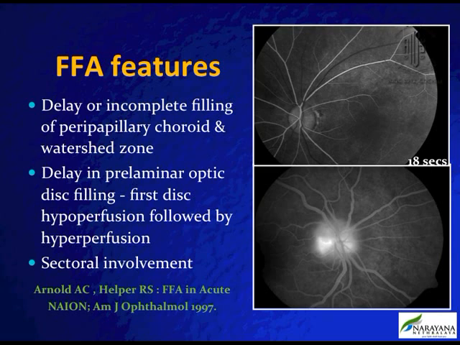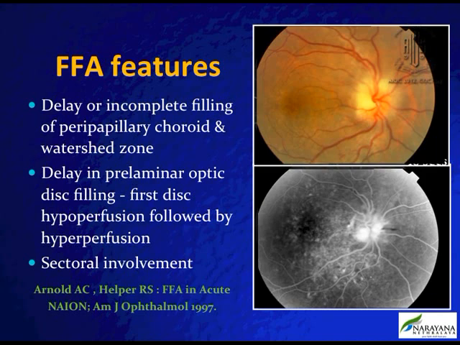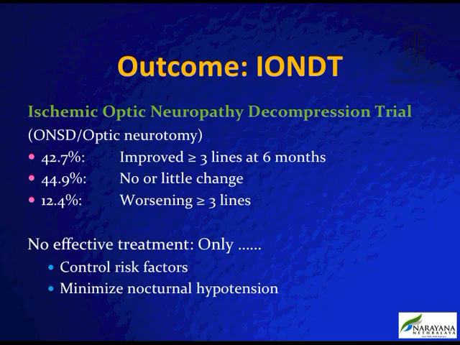What basically classical feature you get is first there's a hypoperfusion followed by a hyperperfusion, and finally there is a sectoral involvement as seen here, which indicates that this patient could have an arteritic, and this should be done within 3 weeks of the actual event. As you see here, this is the actual appearance of the disc, and here you will see the sectoral involvement.